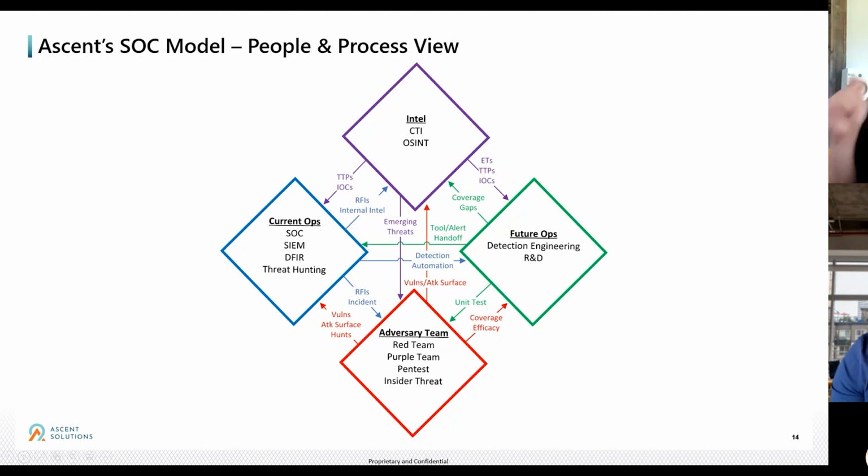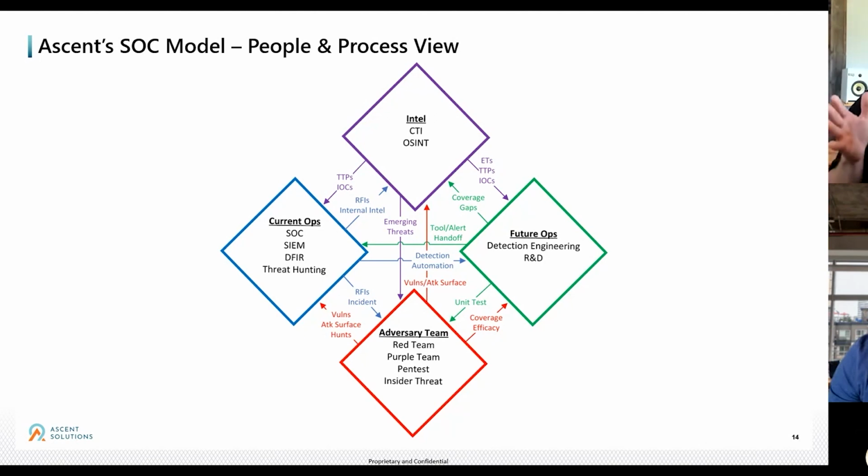So the key to reducing alert fatigue is having somebody that is forward leaning, which is our future ops cell on this slide, that is concerned about detection engineering and thinking about what are the important things we need to be going after, or what are the gaps that currently aren't covered and we need to start focusing on. So I'll pivot off of that, and we'll call that question hopefully addressed.